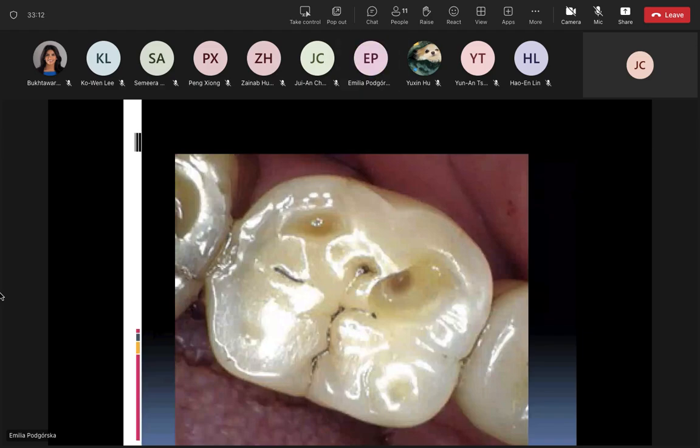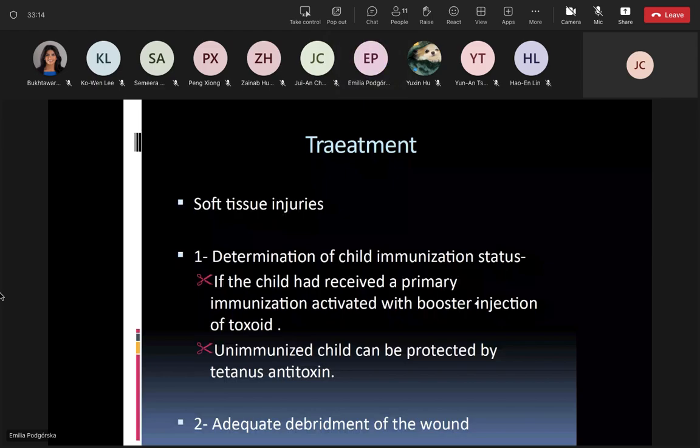Treatment of soft tissue injuries. Determination of the child's immunization status: if the child had received a primary immunization, activate it with a booster injection. An unimmunized child can be protected by tetanus antitoxin.